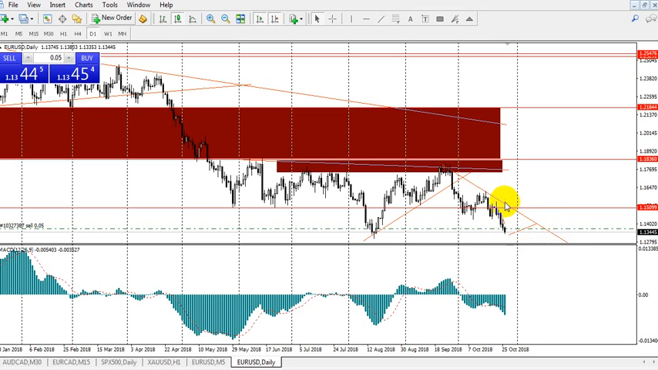So this area let me copy. Here this one is the support, so up to support and need to retest support, and then up. So if you look at daily, we only play with support. It means we always look for selling. I mean take a shot selling. So this area is why I'm selling here.